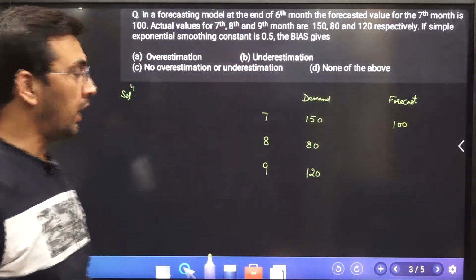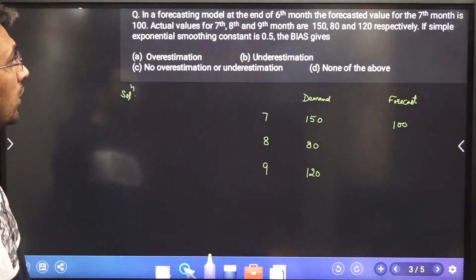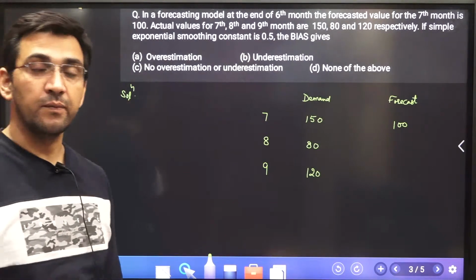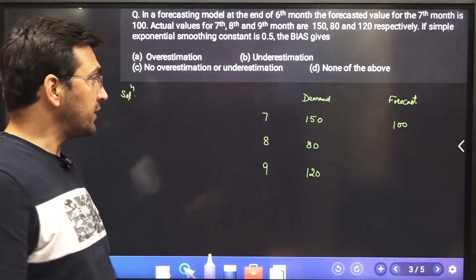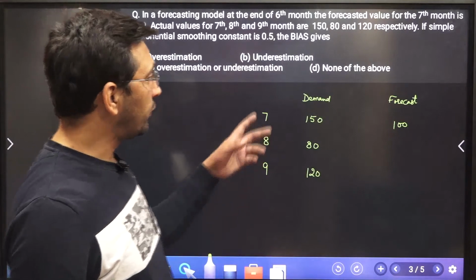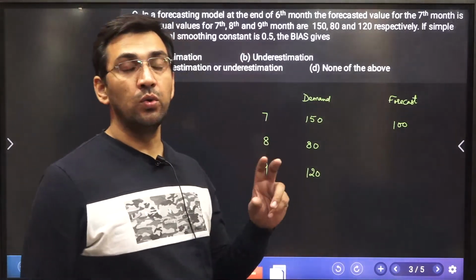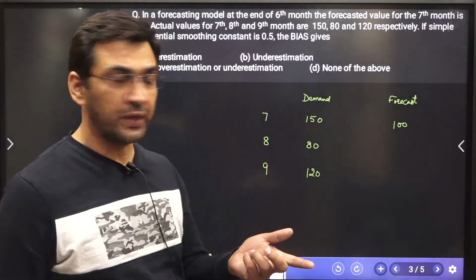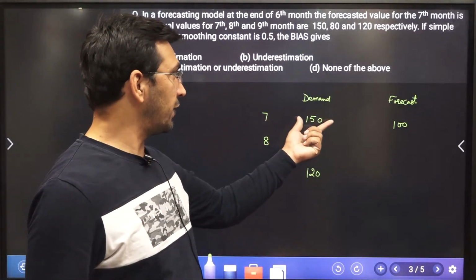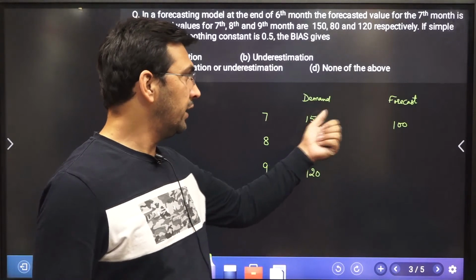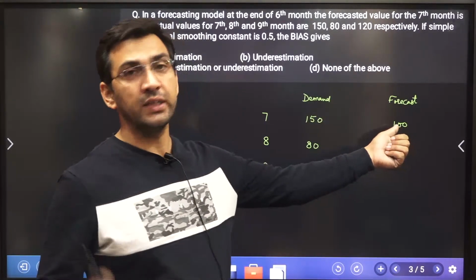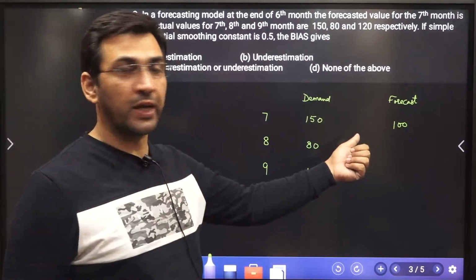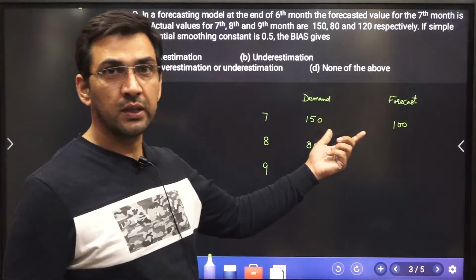Clear? Now, he's asking you to find out the bias. Bias, as you know, is the forecast error. To calculate the forecast error, you need to know the actual demand as well as the forecast for that particular period. For example, for the 7th period, I must know how much was the actual demand and how much was the forecast. Only then can I tell whether there was an error or not. Whatever you have forecasted and what it turns out to be, there must have been a difference, so there is an error.